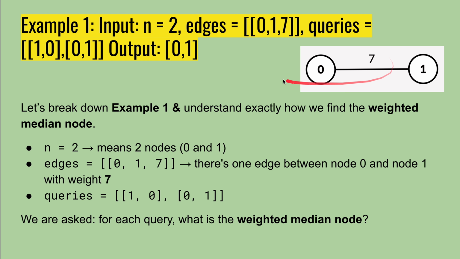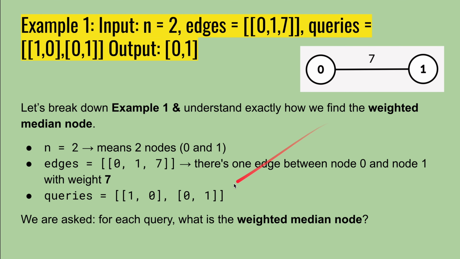So this is the first example that we have given: node 0 and node 1, and the distance between them, the weight, is 7. Let's break down example 1 and understand how exactly we find the weighted median node. Suppose n equals 2, meaning we have two nodes, 0 and 1. The edge 0 1 7 means there is one edge between node 0 and node 1 with the weight 7.